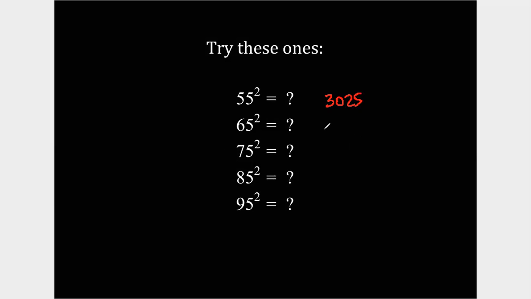Next one, 65 squared. 6 times 7 is 42. Tack on a 25: 4225. 75 squared, what's 7 times 8? That's 56. 5625 is 75 squared. 85 squared, 8 times 9 is 72, 7225. And then 95 squared is 9 times 10, which is 90, 9025.